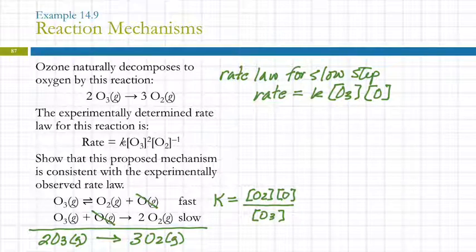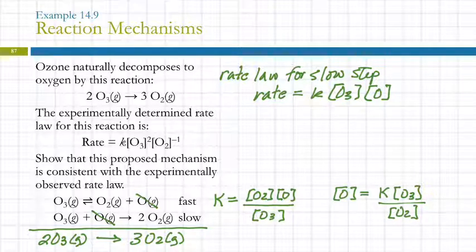So what I'm going to do is multiply both sides by O3, and divide by O2. So I'm going to end up with the concentration of O is equal to the rate constant times O3 divided by O2. Everybody okay with that? I can take this and substitute it in for O. So I'm going to write rate equals K times O3.